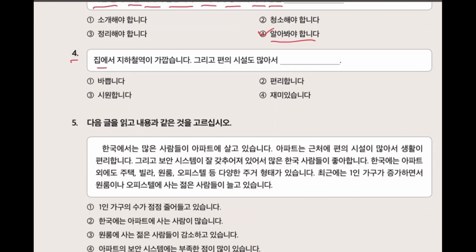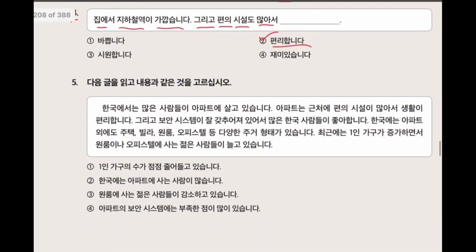Number 4. 집에서 from home 지하철역 is train station. 가깝습니다 near. Train station is near to my home. 그리고 and 편의시설 is convenient facilities. 많아서 is many. And our answer is 편리합니다. Convenient. My home is near to a subway train station and all the convenience facilities are nearby. That's why it's very convenient.